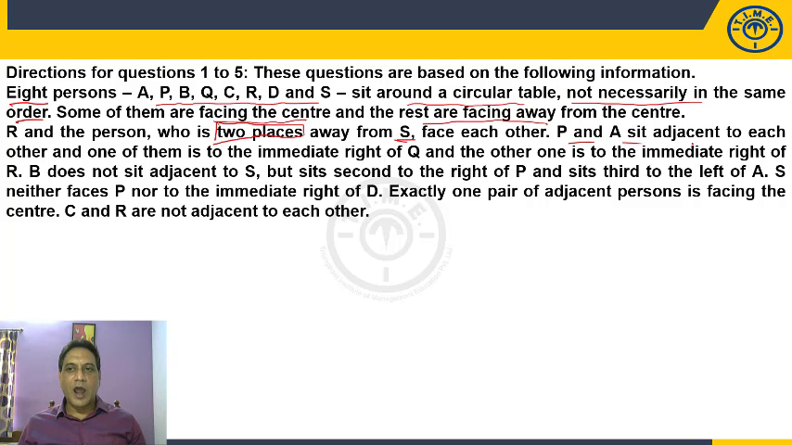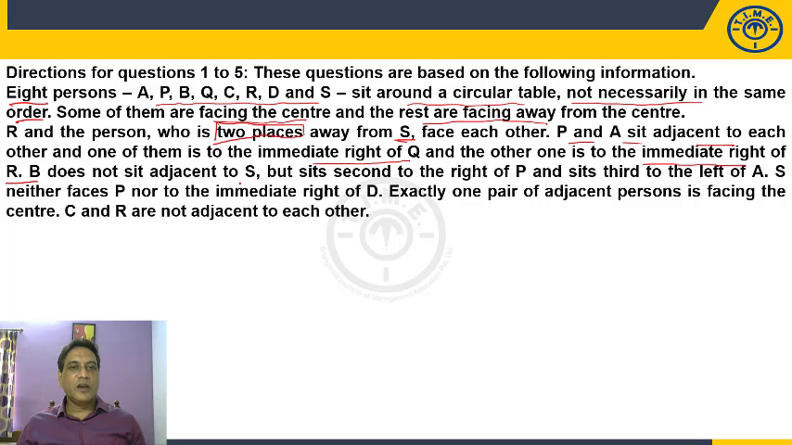P and A sit adjacent to each other. Whether P is to the right of A or left of A, again that information is not there. And one of them is to the immediate right of Q and the other one is to the immediate right of R. So it is immediate right of Q and immediate right of R, but different persons.